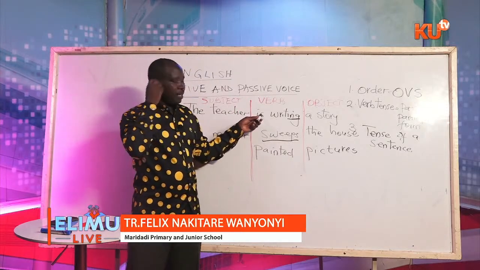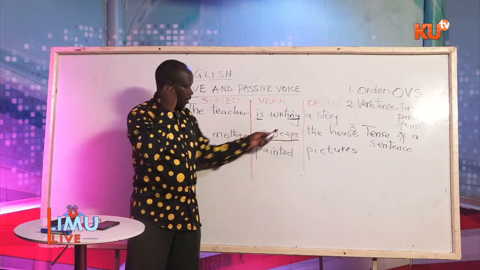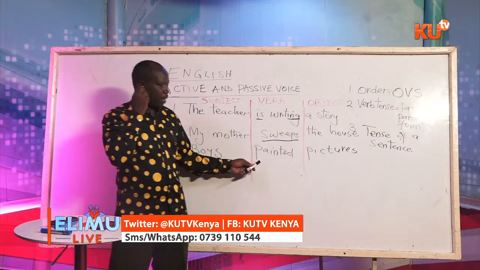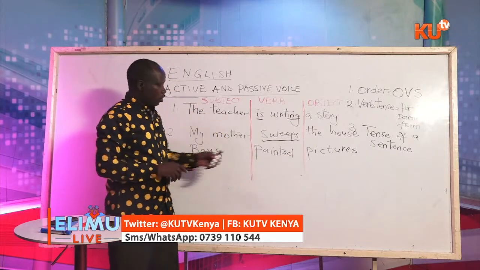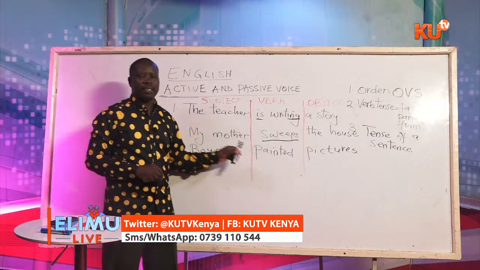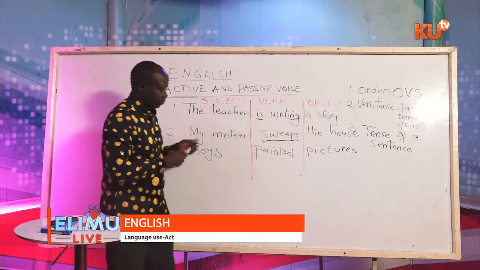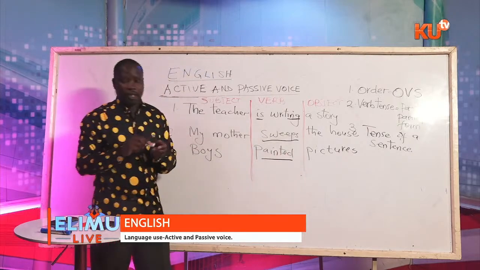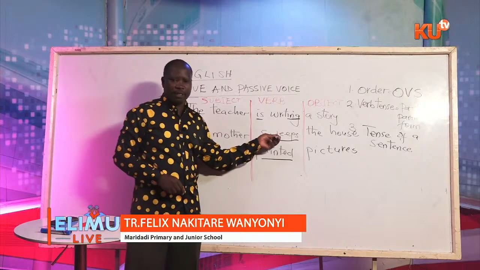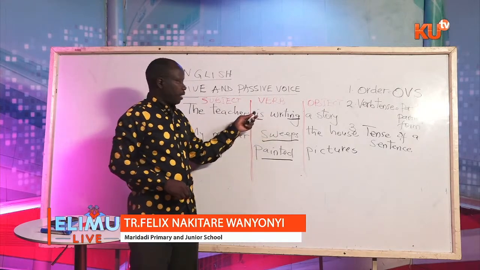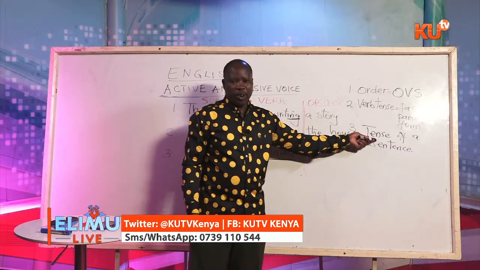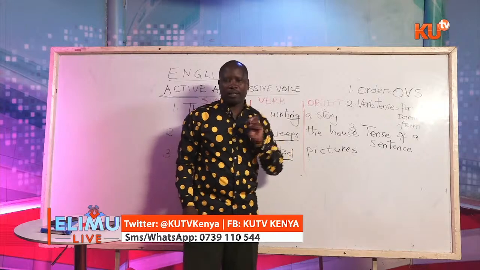So we can see this one is present continuous because of ing. This is present simple. What about number 3? Boys painted pictures. We also look at our verb, our action. Painted shows that our sentence is in past simple tense. So we find that our sentence number 3 is in past simple tense, our sentence number 2 is present simple tense, and our sentence number 1 is present continuous tense. So these tenses will affect something under rule number 3 of changing from active to passive voice.